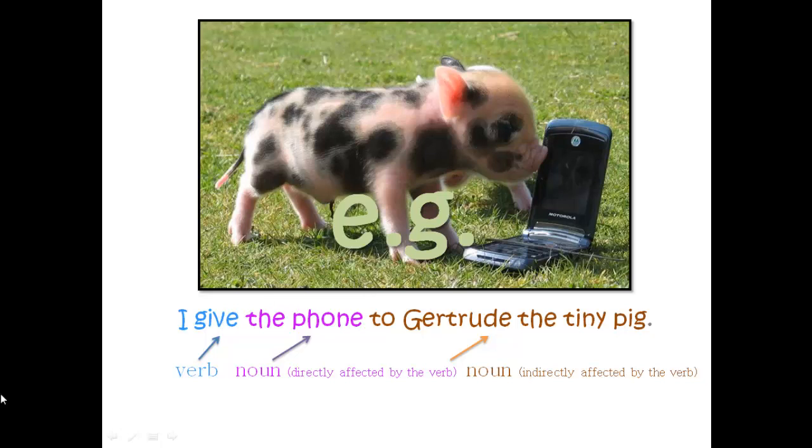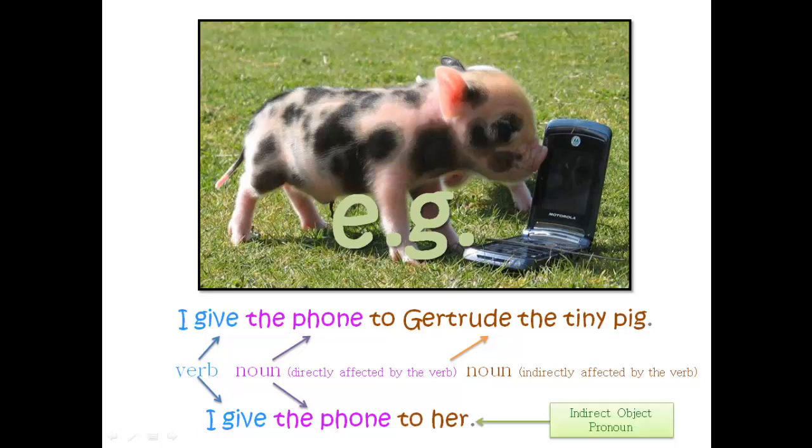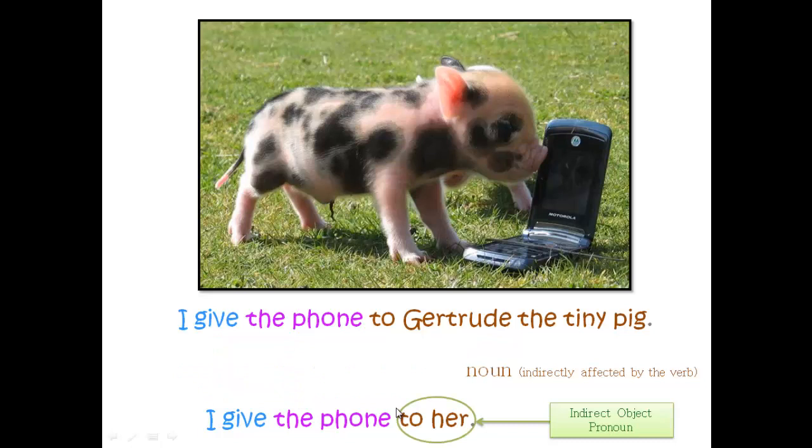Okay, so let's see how that's going to look with an indirect object pronoun. The verb stays the same, so that's nice and easy. I give. The noun, which is directly affected by the verb, stays the same, nice and easy. Now it's to her. That is our indirect object pronoun, amiguitos, okay? Because this to her here is replacing to Gertrude the tiny pig. All of that has been replaced by to her.